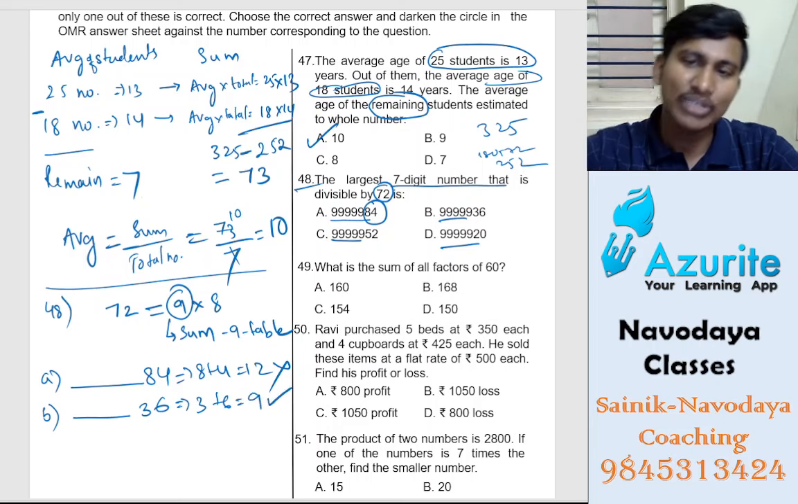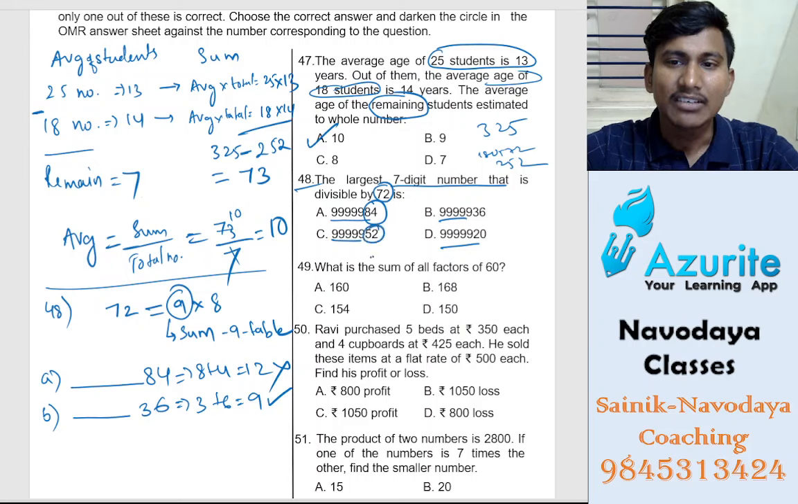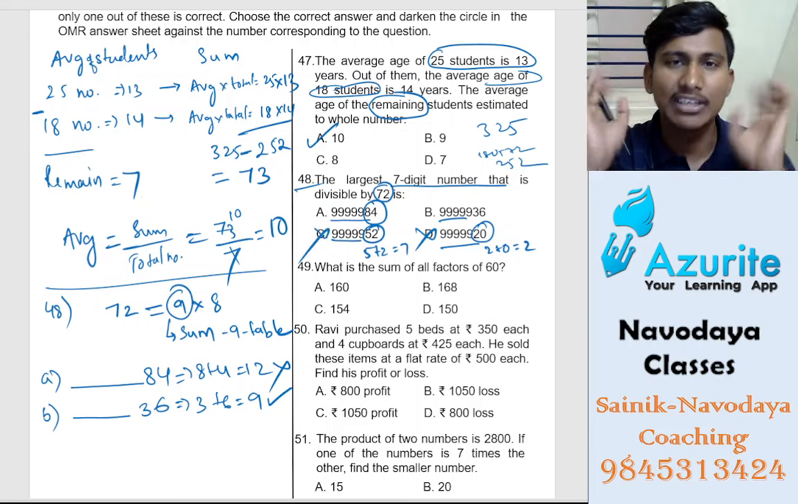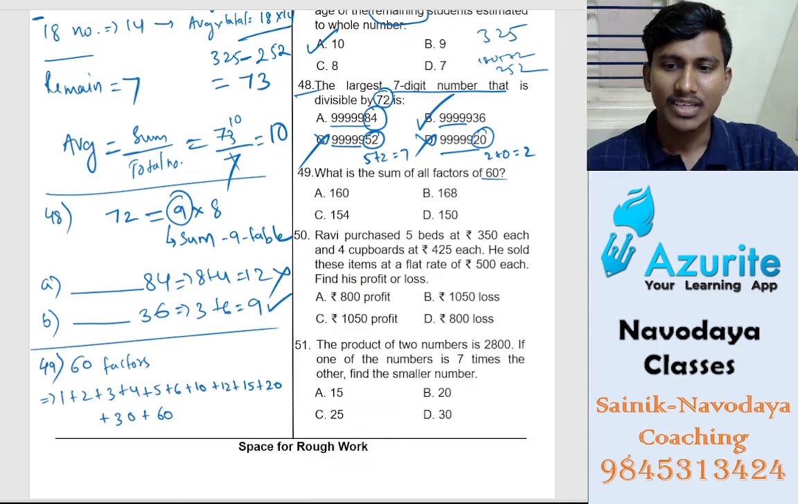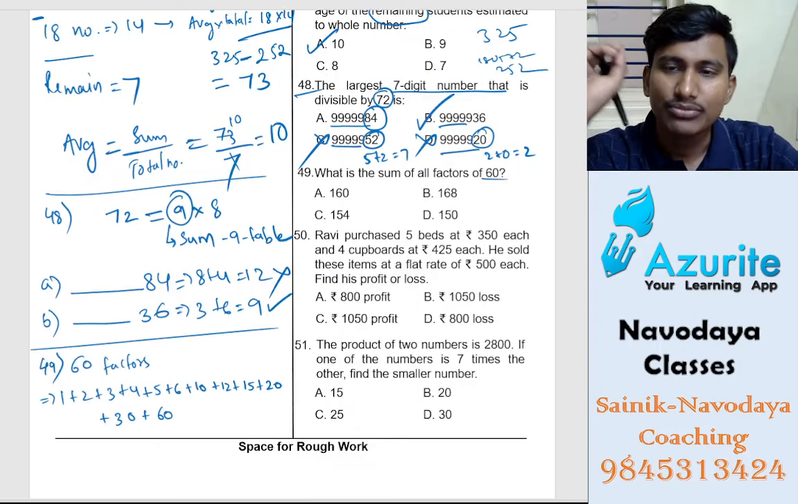Yes, that is the only answer, because here if you see 5 plus 2 is 7, and here 2 plus 0 is 2 only. So C and D will not come. So only B will come. Which option? Only B will come. Understood? So see here students, next question 49.